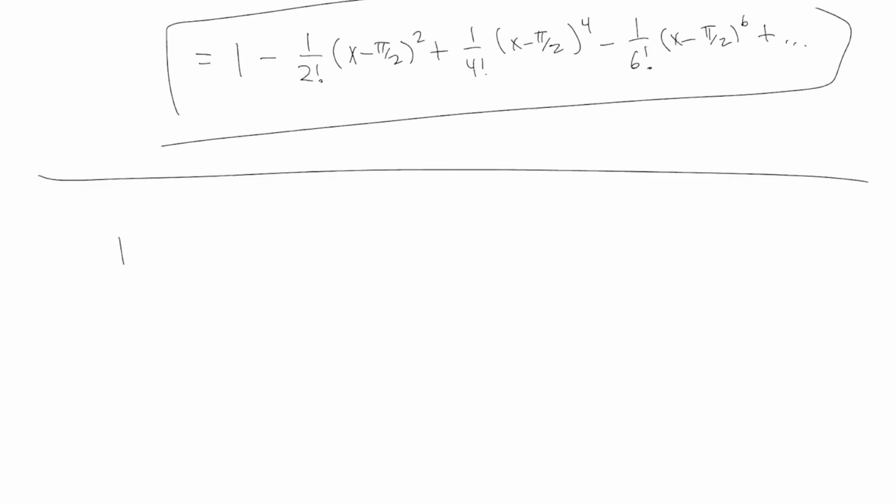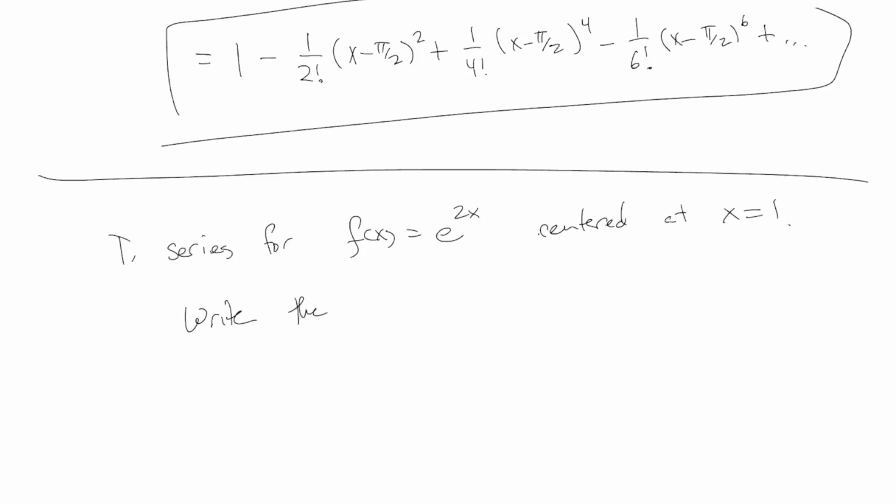I would like to write the Taylor series for f of x equals e to the 2x, centered at x equals 1. And I want you specifically to write the first 4 non-zero terms, and also write it as a summation.